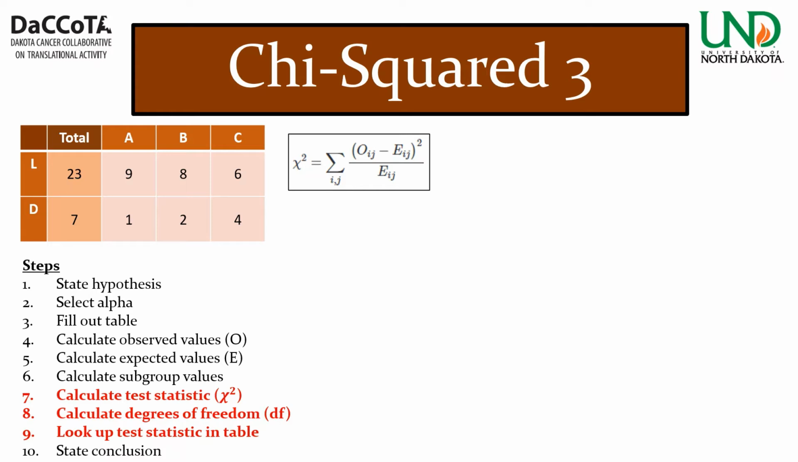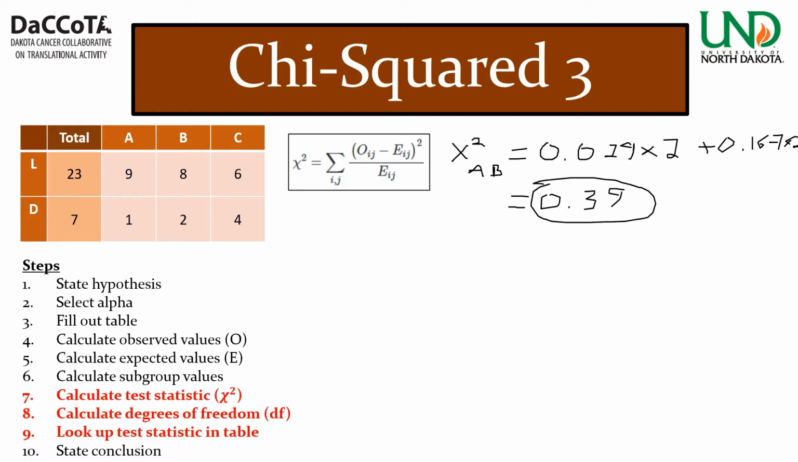Again, we need to sum those subgroups. So for the chi-squared statistic, this is for A versus B, so I'm going to give a subset here. That was 0.029 from the last slide. And then we're going to times it by 2 because there are 2 of them, plus 0.167, again times 2 because there are 2 of them. That equaled 0.39. So that's one test statistic, for A and B.